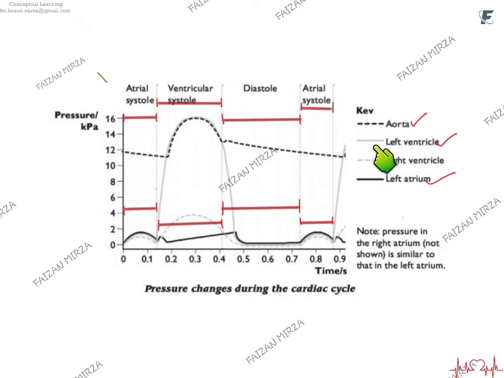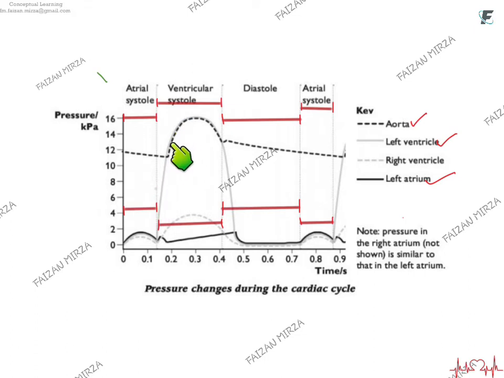In the left ventricle, the pressure, you can see this light gray line. You see that in the atrial systole, the pressure is very low. It gets a bump here because the blood is coming into the left ventricle from the left atria. So when the blood is coming into the left ventricle, yes, there is a slight rise in pressure, but then as soon as the ventricular systole begins, the pressure increases. So this increase in pressure is because the left ventricle is undergoing contraction.